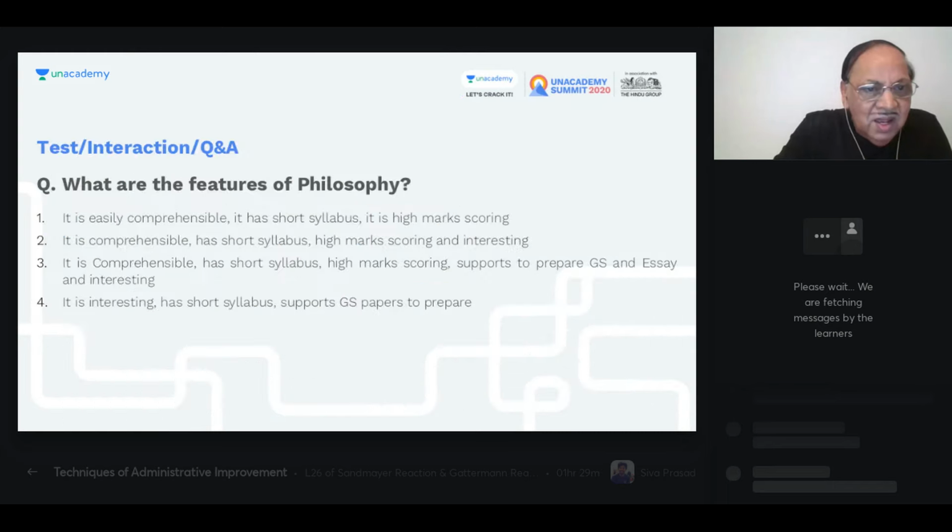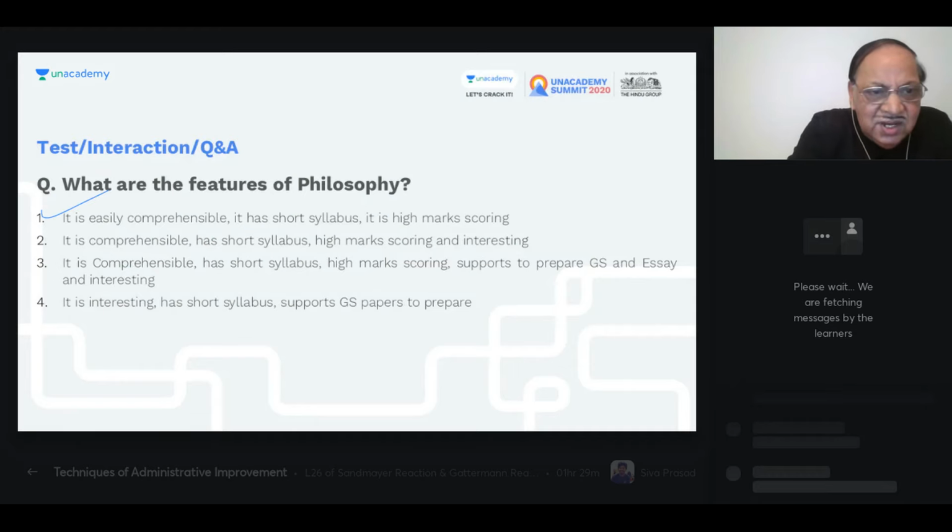Then, one question is waiting for you, about what I have discussed by now. You just answer, then I shall also discuss some more things. What are the features of philosophy? This is the way I teach my students. Whatever I teach, I expect from them that many things they have fixed in their memory. So this is the question I have given to you: what are the features of philosophy?